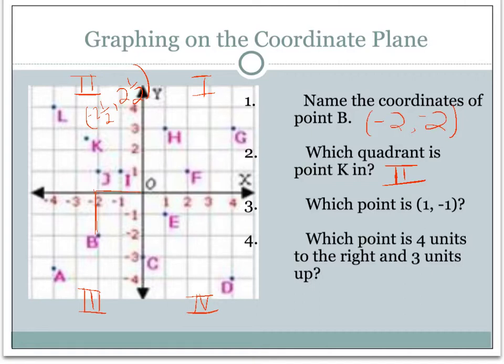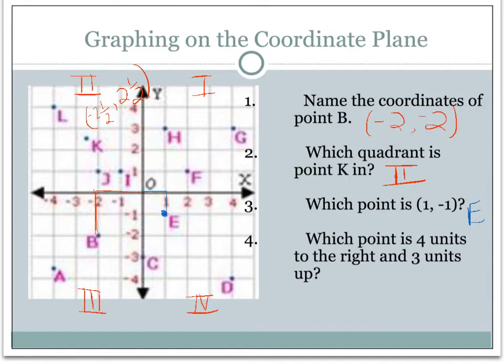Question 3 says, which point is 1, negative 1? So you would have to find the point 1, negative 1. You have to remember again that the 1, the x-coordinate, is 1 unit away from the origin, and negative on the y means to go down negative 1 unit. And when I stop, I end up with this point, and that happens to be point E.